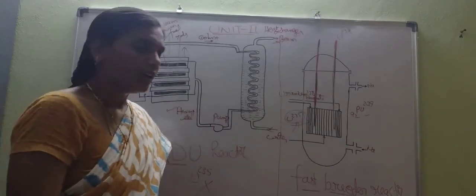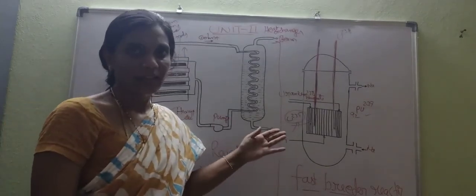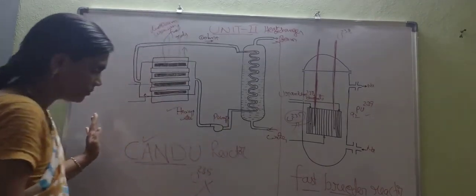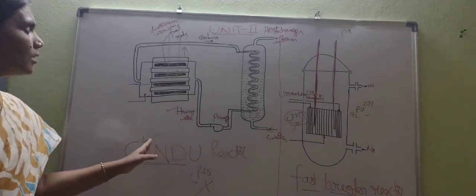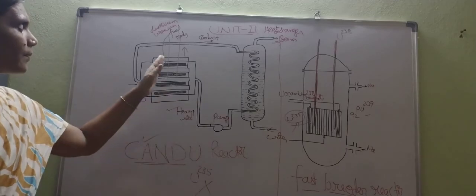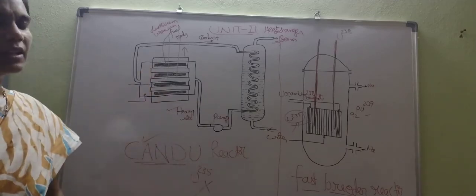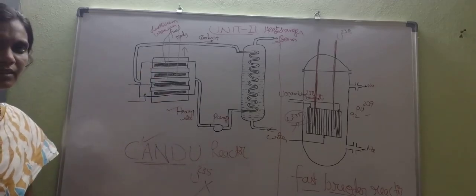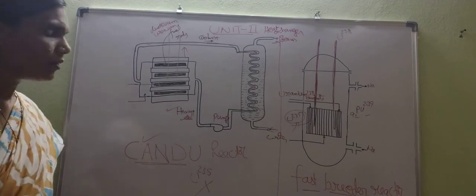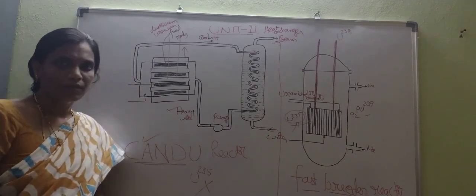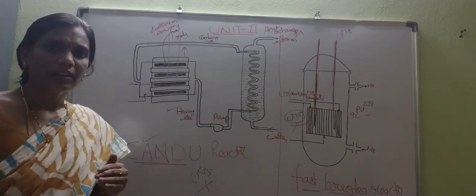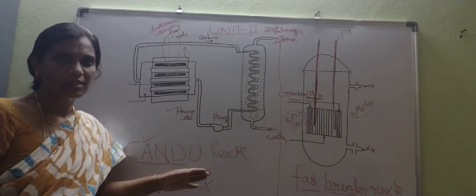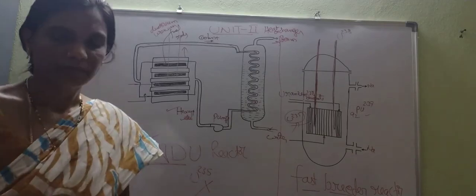That is the advantage of the fast breeder reactor. So this is the basic construction and operation of the CANDU reactor and fast breeder reactor. Up to this I have completed types of nuclear reactor. Next class I will explain problems and also give the assignment questions regarding this unit. Okay, thank you.